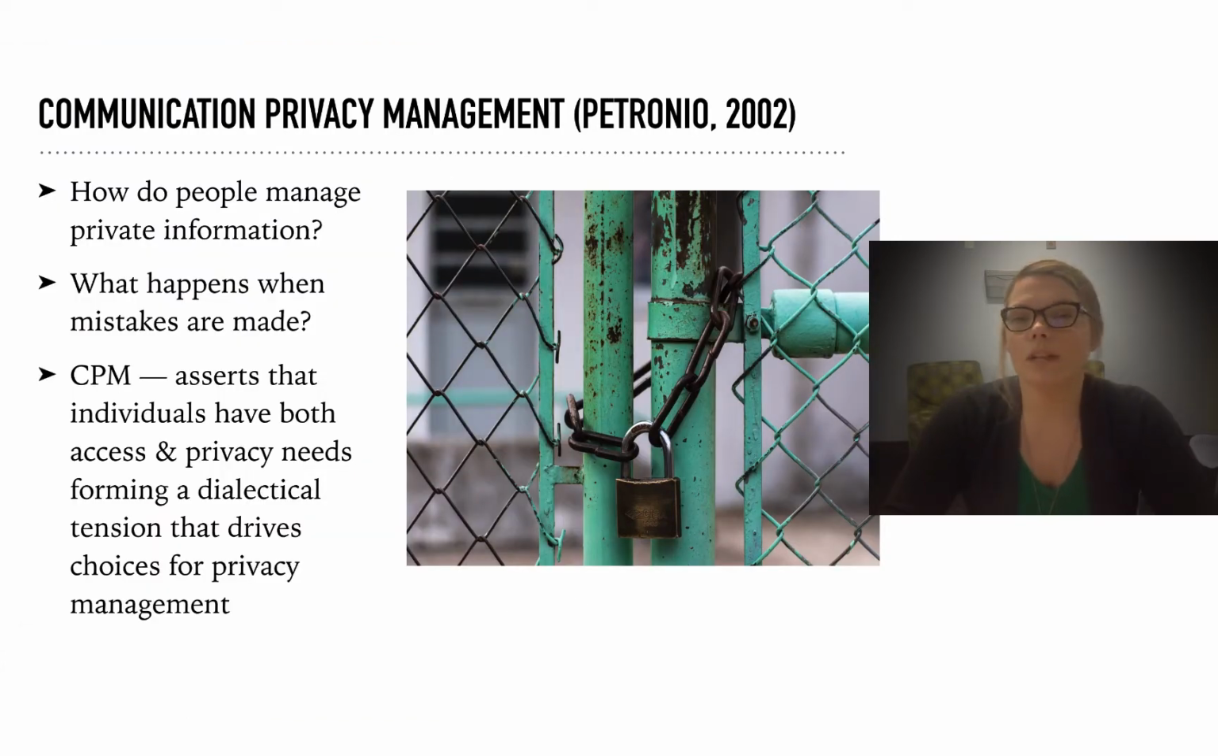Communication privacy management theory was developed by Sandra Petronio in 2002. Some of the primary questions that she had was, how do people manage their private information? What kind of decisions or what decision-making processes are involved in that? And then, what happens when mistakes are made with sharing that information? So CPM asserts largely that individuals have access and privacy needs, and this forms a dialectical tension that drives our choices for how we manage our private information.